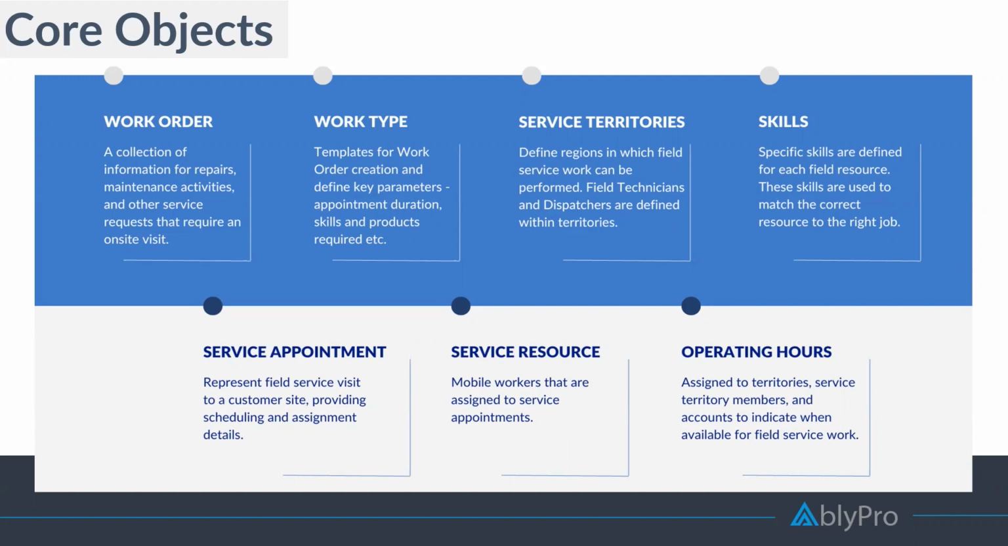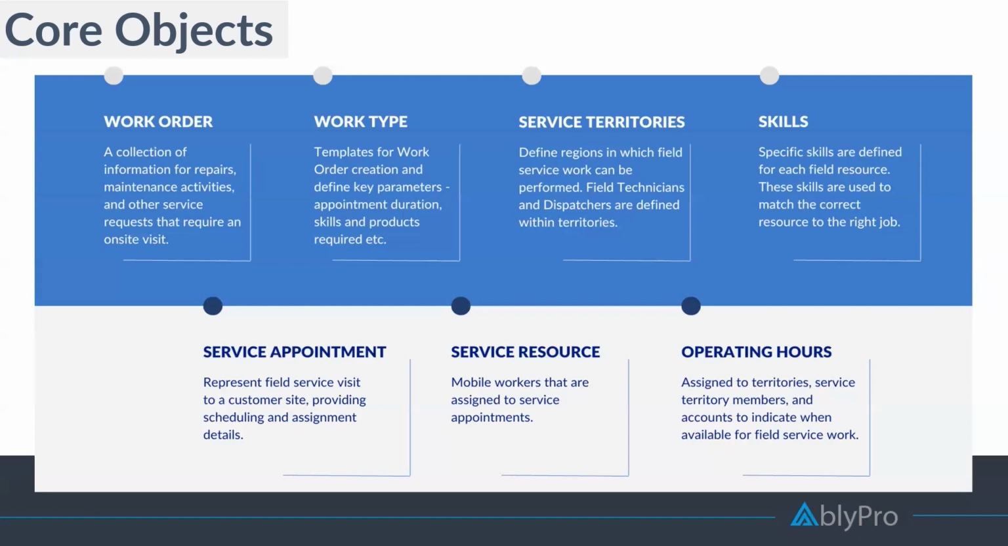One thing that you can utilize is a work type. And a work type is just a template for your work order creation. So if you're doing the same type of work again and again and again, rather than creating a work order from scratch, you would utilize a work type, which is a template. So all the information is already in there: how long the service appointment should take, what parts are required, what skills are needed. And once you have that work type, you would just select that work type and it would generate the work order for you.